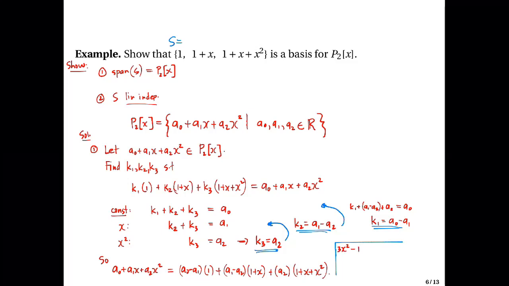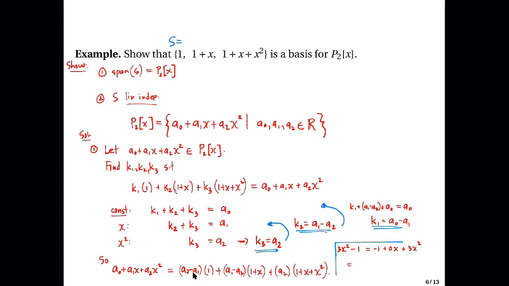Okay? 3x squared minus 1. This is the same as your minus 1 plus 0 times x plus 3x squared. Right? This is your A0. This is your A1. This is your A2. So in terms of these three vectors here, 1, 1 plus x, 1 plus x squared, this 3x squared minus 1 can be written as what?